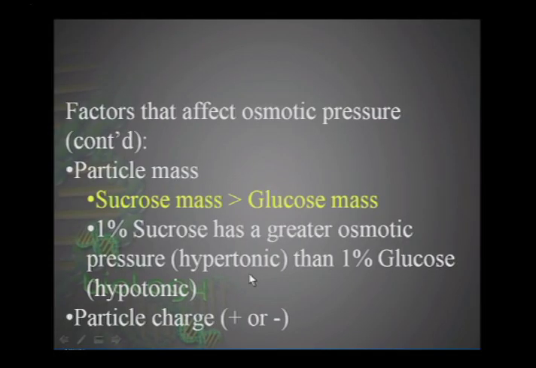Also particle mass. If we were to compare sucrose to glucose, sucrose has a greater mass than glucose. As a result, the greater the mass, the greater the osmotic pressure. So a 1% sucrose solution would have a greater osmotic pressure than a 1% glucose solution. And then particle charge can also affect movement of particles. That's a little bit harder to predict, but sometimes positive or negative ions have a better chance of getting across a particular type of membrane. So that's, again, a little harder to predict.